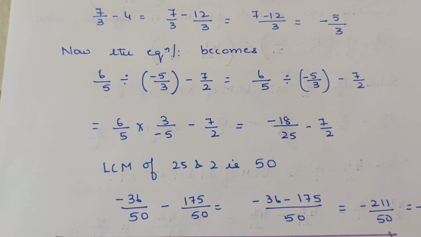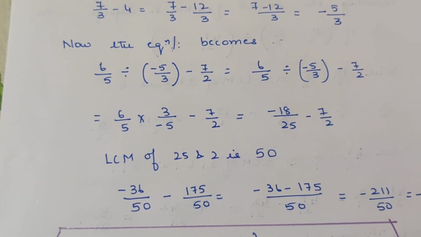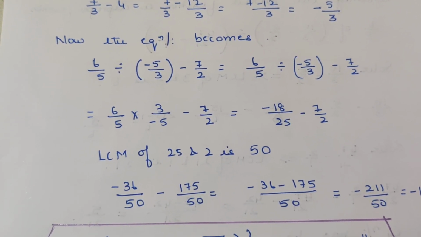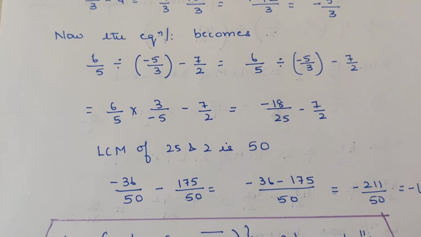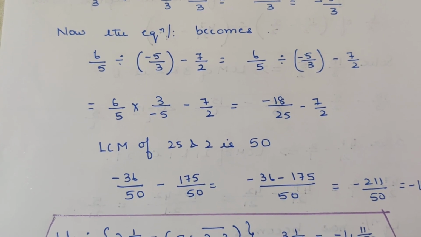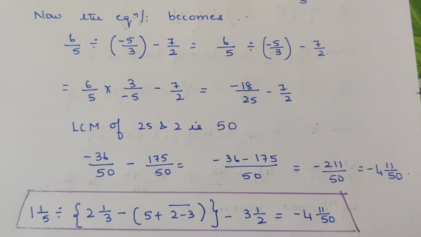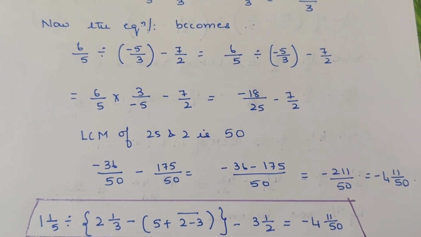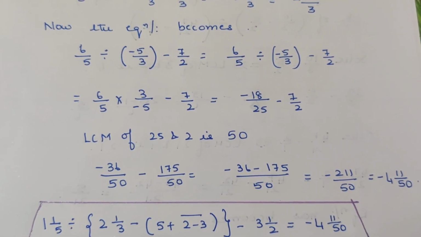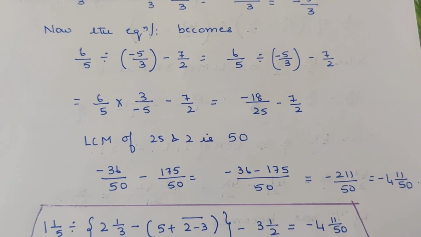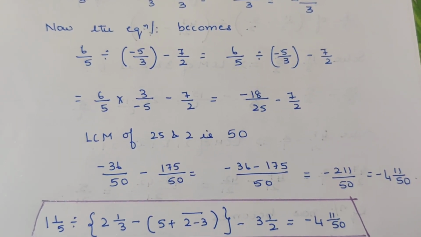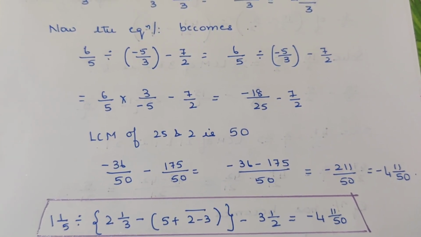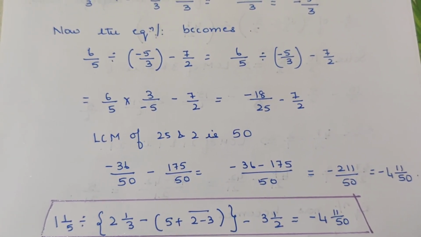LCM of 25 and 2 is 50. Therefore, the equation becomes minus 36 by 50 minus 175 by 50. That is equal to minus 36 minus 175 by 50. That is equal to minus 211 by 50. On simplification, it becomes minus 411 by 50. So I'm just pausing for a few seconds, and the final answer is minus 411 by 50. Just pausing for a few seconds for you to understand.